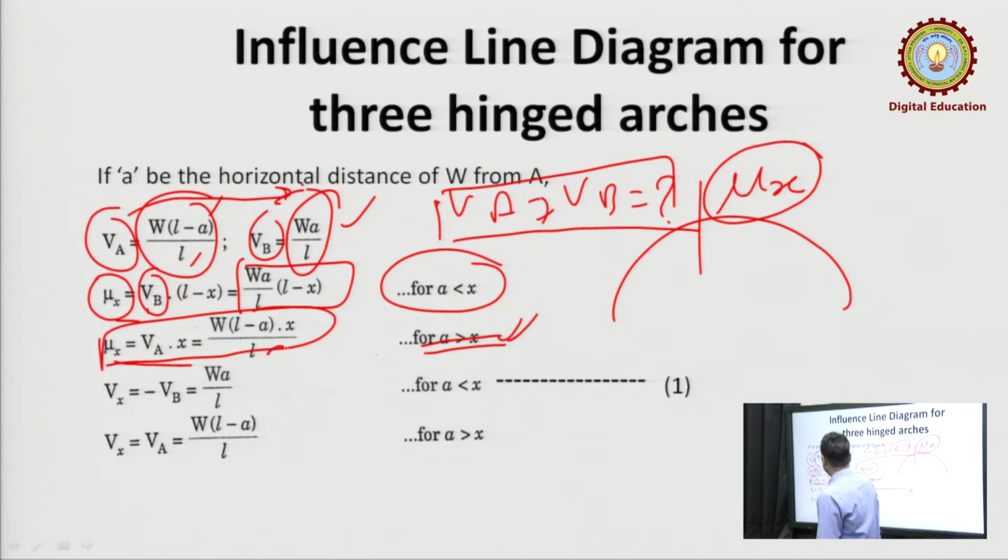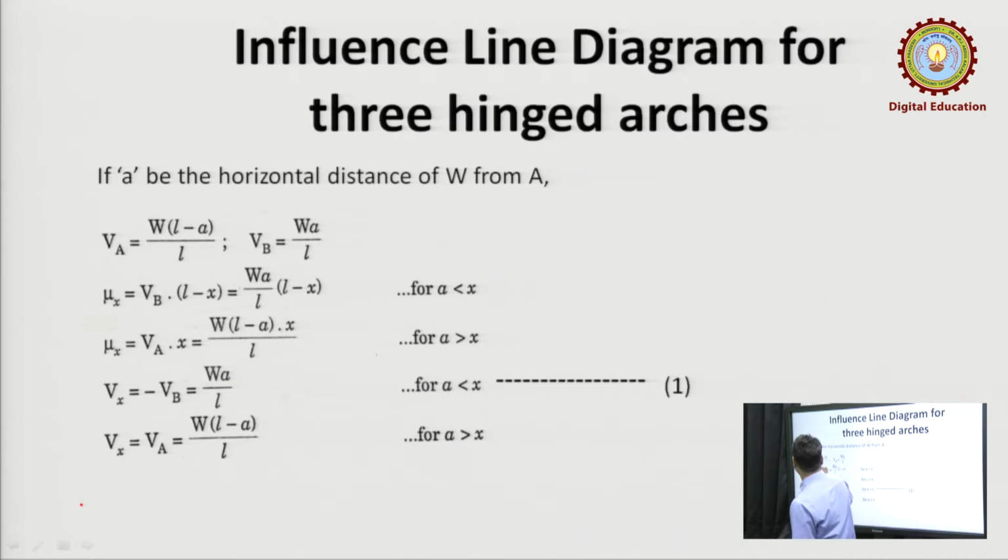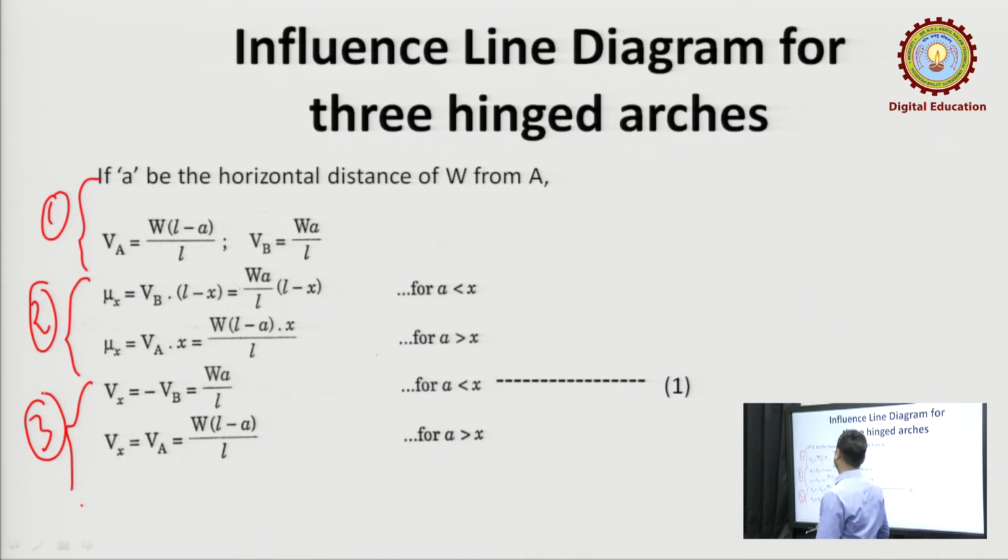Now, how to calculate shear? This is the value for shear. Actually, we can divide these into three: this is for your reactions, this is for your moment, and this is for your shear. This value is number 1, this is 2, and this is your third value. Now, we are going to solve for shear. This is the values for your shear.